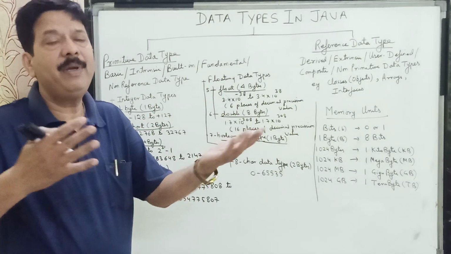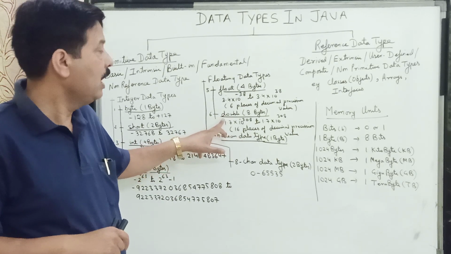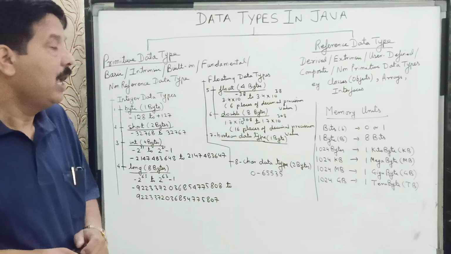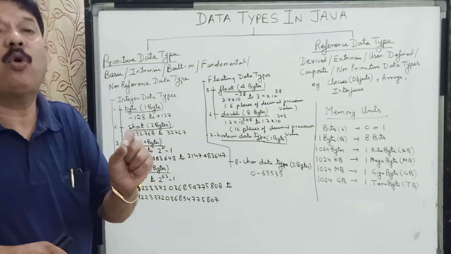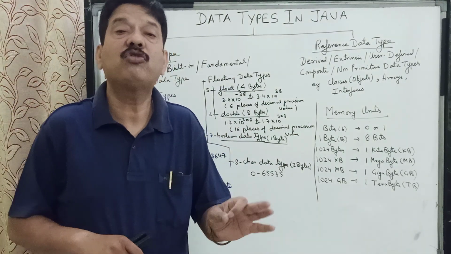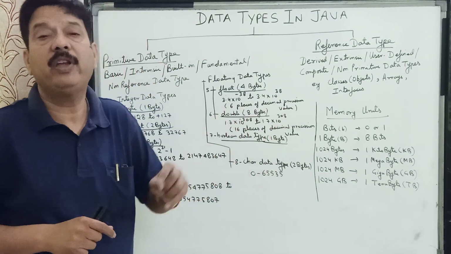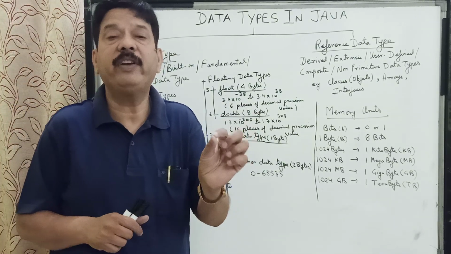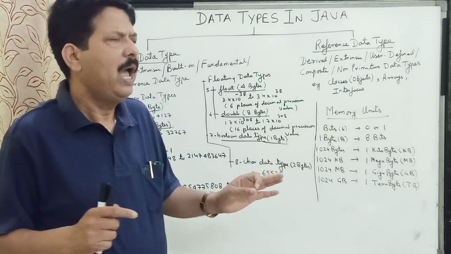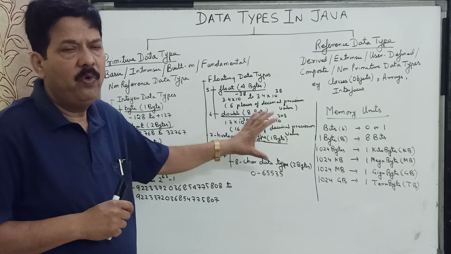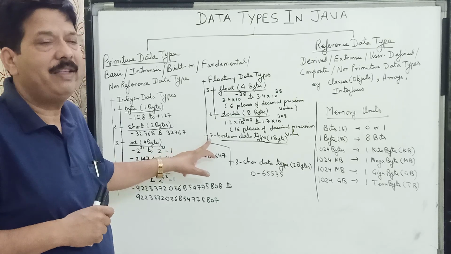Then children, if you want a still bigger value in the floating point, then you have the next data type, that is the double, and it occupies 8 bytes of memory, and its range is from minus to plus 1.7 into 10 raised to the power of 308. It is a very big value. And in terms of decimal points, it gives you an answer up to 16 places of decimal. So children, this is the range of values in numeric where you can do your calculation.